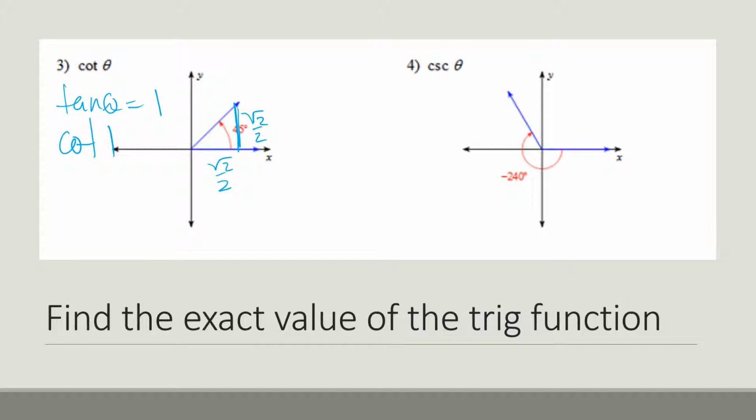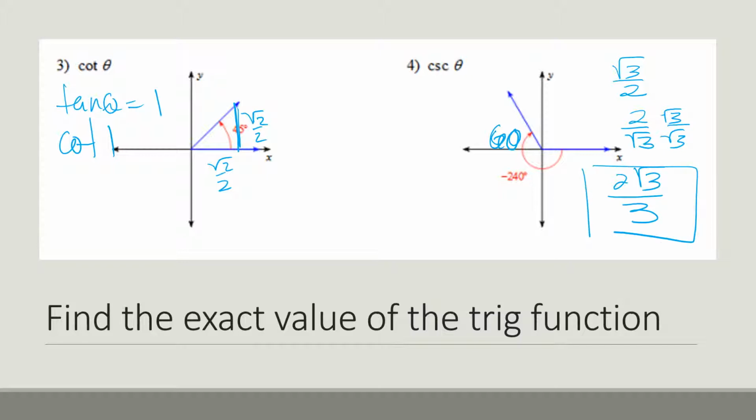Okay. I don't know why I keep picking 60s, but here, this is 240, so 240 minus 180 is 60. So it's cosecant, it goes with sine. The sine of 60 is root 3 over 2. And since it's cosecant, we're going to flip it. And we're going to rationalize the denominator by multiplying by the square root of 3. So 2 root 3 over 3. And sine is positive in this quadrant, so it's positive.